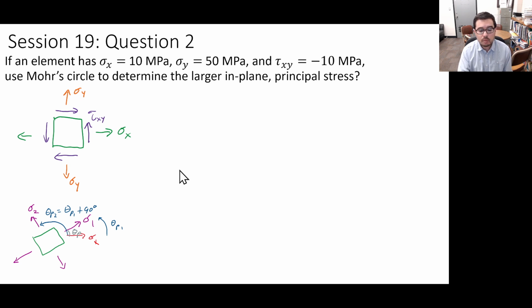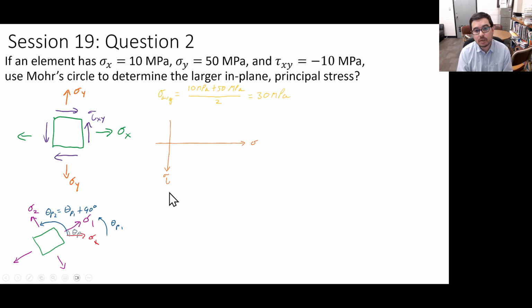So for that, we can say that we have the sigma average, which is going to be the x-coordinate for the center of Mohr's circle, and is the average of the sigma x and sigma y. So it's just going to be 10 megapascals plus 50 megapascals divided by 2, which comes out to be 30 megapascals. We draw the sigma and the, sorry, the tau axis as shown.